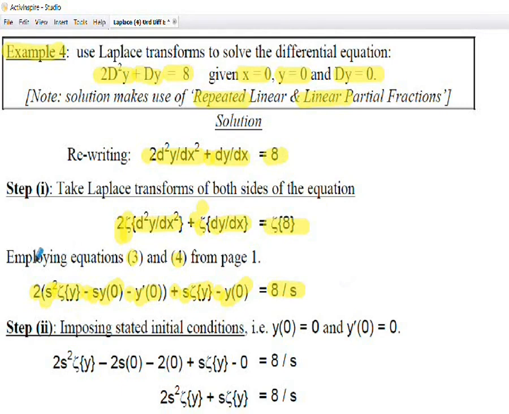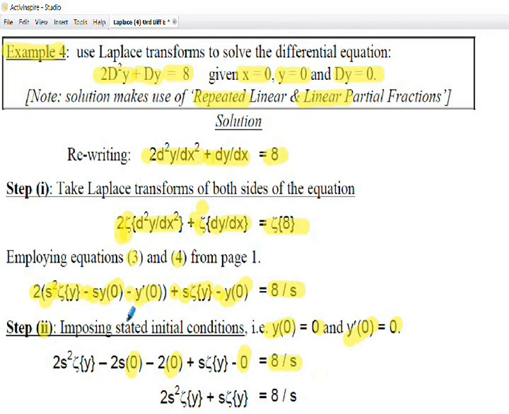Step 2 here, we're going to impose the initial stated conditions. So when x is equal to 0, in this case y is equal to 0, and when x is equal to 0, the first differential is again 0. So we're just going to put those values into the equation. Basically they're going in here, here and here. It's very similar to the previous example, and that still equals 8 upon s.